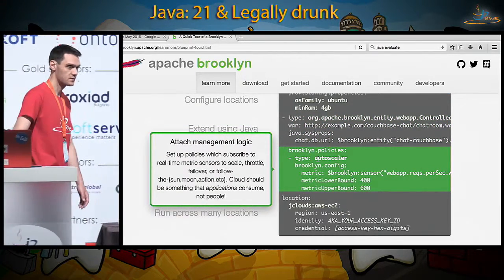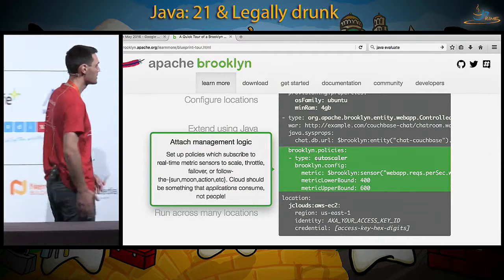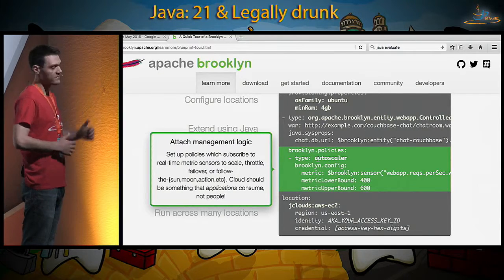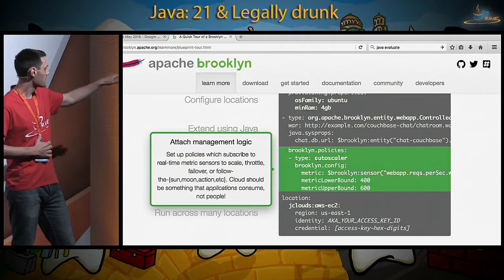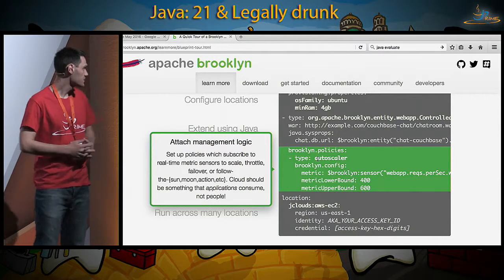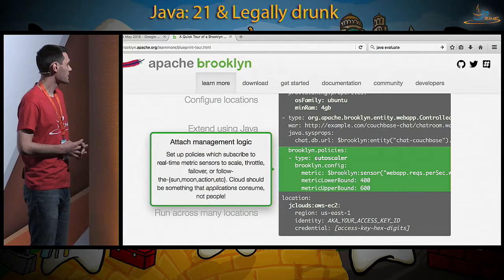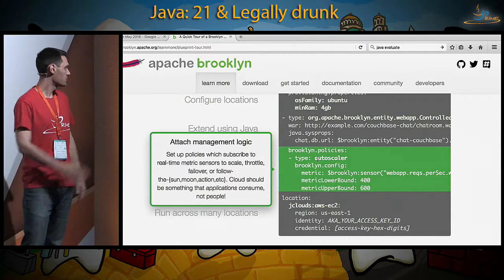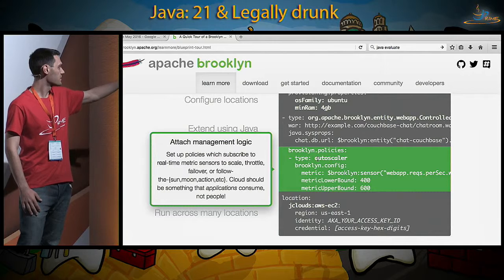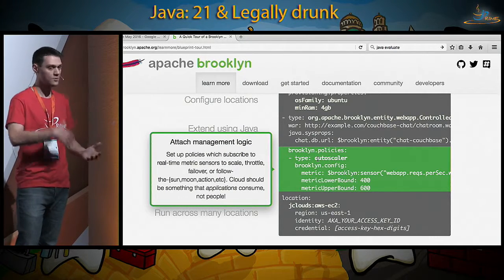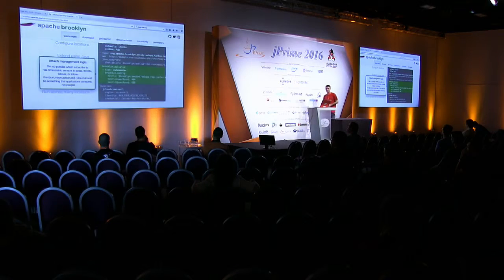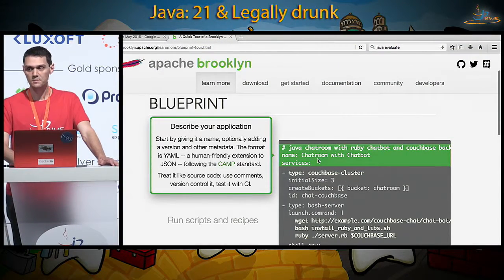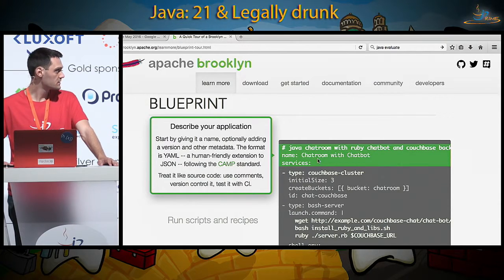And the most important thing, as I already mentioned, are the policies. You attach policies which will monitor the sensors of the entities and provide some actions. This example is an autoscaler which monitors the requests per second. And if needed, it will scale up or down the cluster based on this metric. So if the requests per second goes above 600, it will add new nodes. If it goes under 400, it will remove nodes from the cluster. But all of this is independent of where that blueprint will be running.